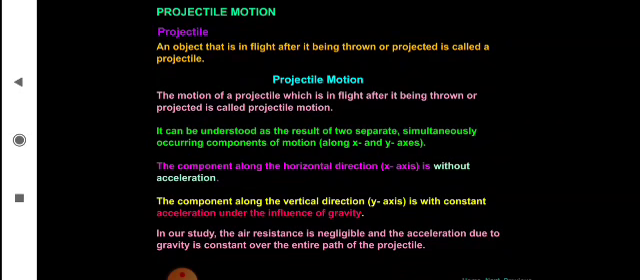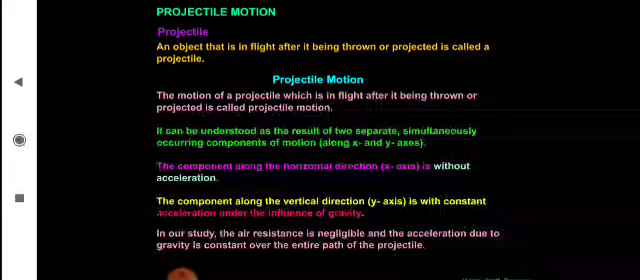So the projectile is an object thrown into space with an initial velocity at an angle to the horizontal. The path travelled by the projectile is called trajectory and it is a parabola. The component along the x direction is without acceleration. The component along the y-axis is with acceleration, under the influence of gravity.